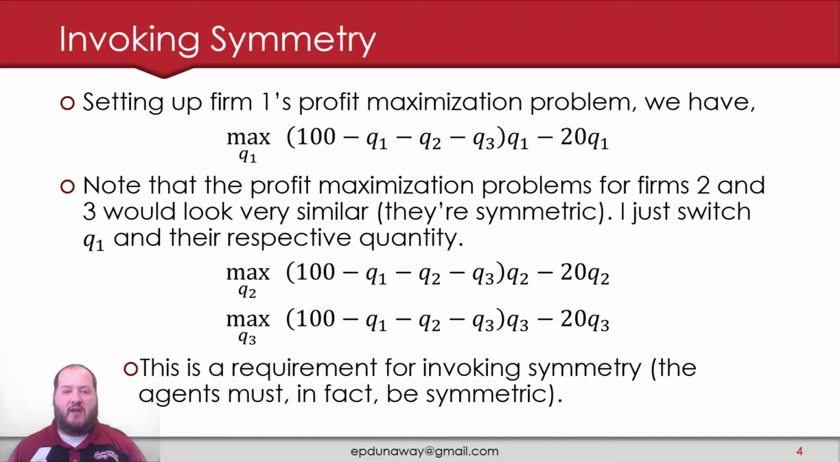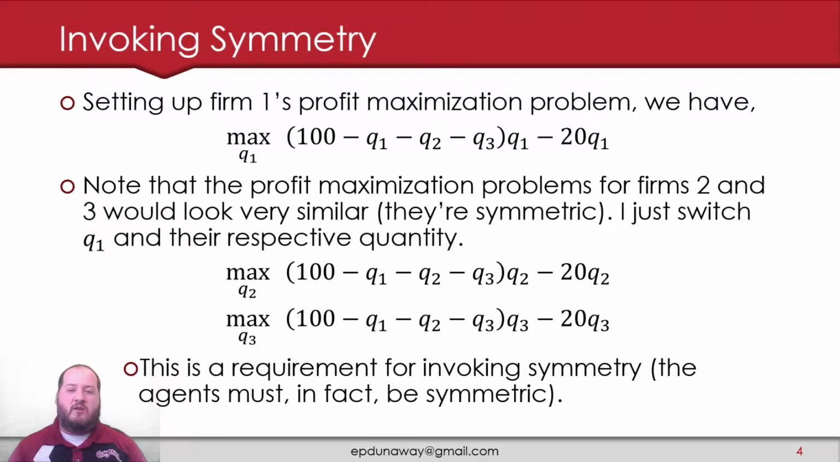Now I can do this, and I can set up the profit maximization problems for firms 2 and 3. And if you'll notice, they look really similar. In fact, they are symmetric in this case. If I just took Q1 and switched it with Q2 or switched it with Q3, I would get the exact same function. Really, if all of the subscripts, the 1, 2, and 3 on the Q, can be switched around and I get the same functions, then we have symmetric functions. And that's one of the requirements for invoking symmetry, in that we have to have agents with identical, or symmetric, objective functions.